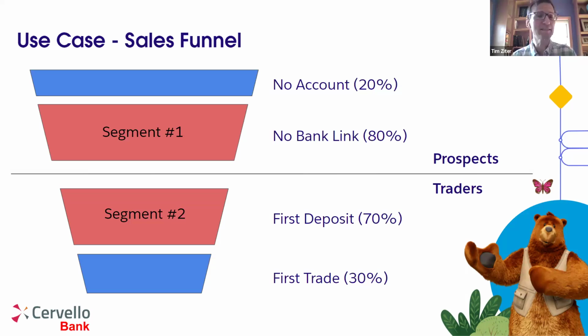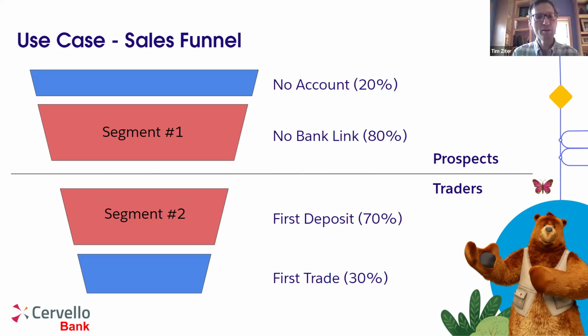The second segment is in the trader group. Now, these are people who've deposited money into their account. And they've also noticed another bottleneck, to try to get that first trader group that made that deposit, but they really need to make their first trade. Once they do that first trade, they become a long-time customer. So that's our second segment that we're going to look to try to pull in from Data Cloud into Marketing Cloud to try to motivate them to make that first trade.